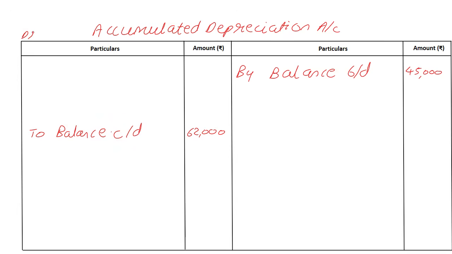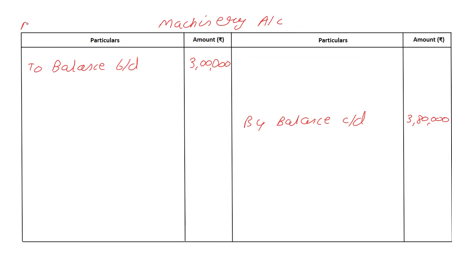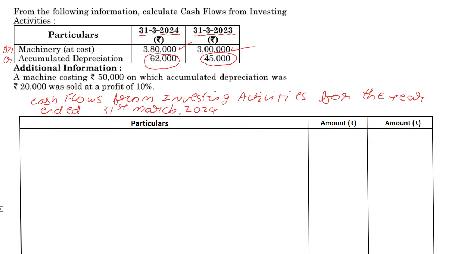And this is a basic debit credit. I'm doing this here also, debit credit. Now, back to the question. They're telling us a machine costing 50,000, on which accumulated depreciation was 20,000, sold at a profit of 10%. And we have to do the math and decide what is the profit and loss.